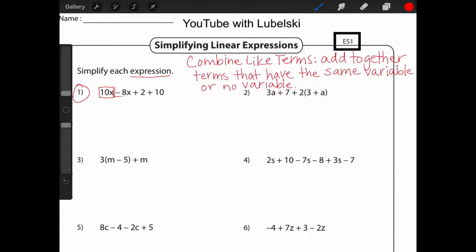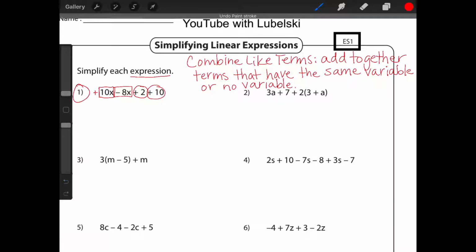I want to make sure that I keep the negative sign with that negative 8x, because that's not just minus 8x, it is actually negative 8x. And then for my numbers that don't have a variable, I'm going to use a circle, and I am going to include that plus sign because that plus sign means that it's positive. Now this 10x right here has an invisible positive sign in front of it. If there is no sign, then it's automatically positive.